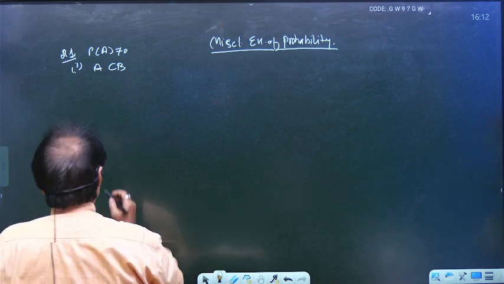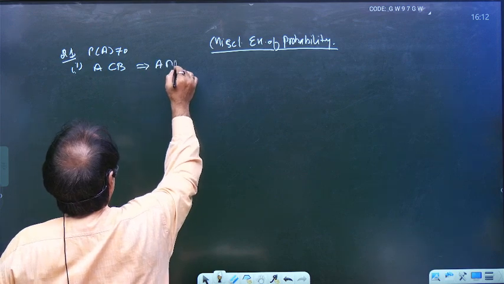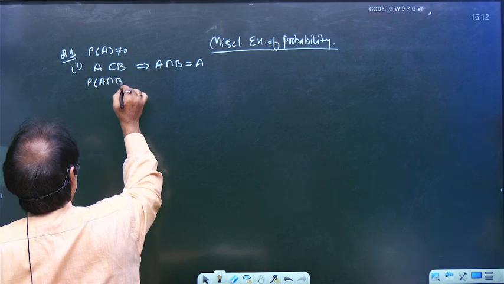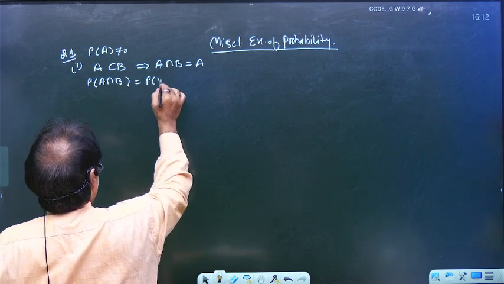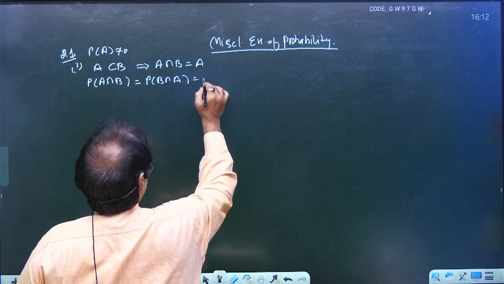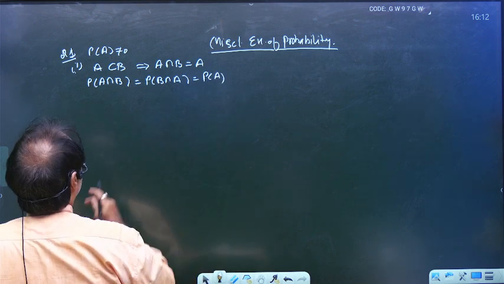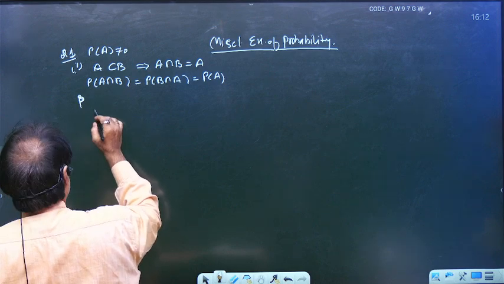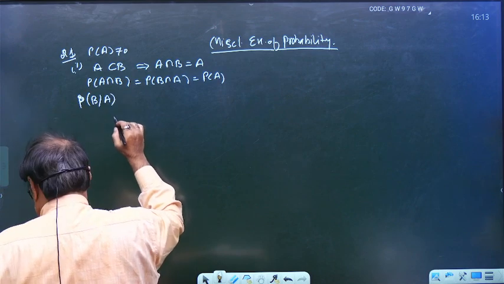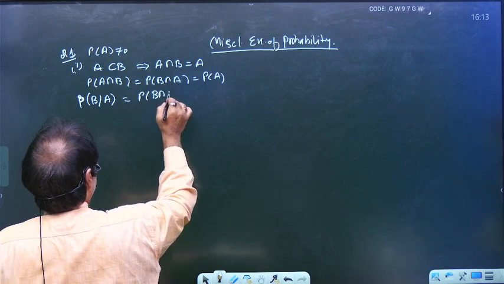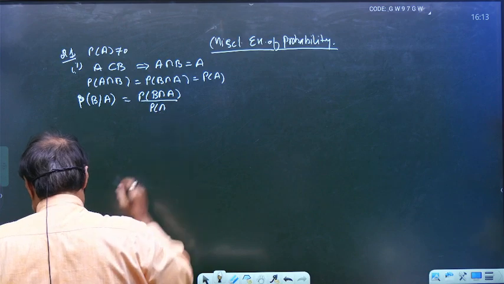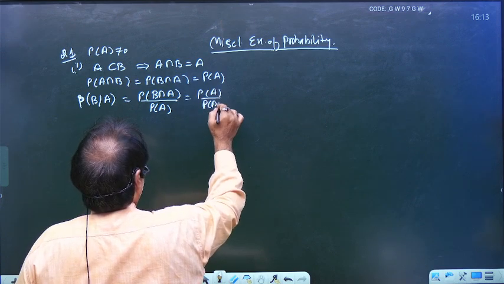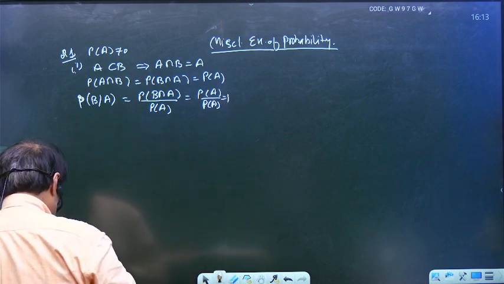When A is a subset of B, this implies that A intersection B is equal to A. So probability of A intersection B is equal to probability of B intersection A, which is equal to probability of A. Hence we have to find the probability of B by A. The probability of B by A is equal to probability of B intersection A upon probability of A, which is probability of A upon probability of A, and that is equal to 1. This is the first case.